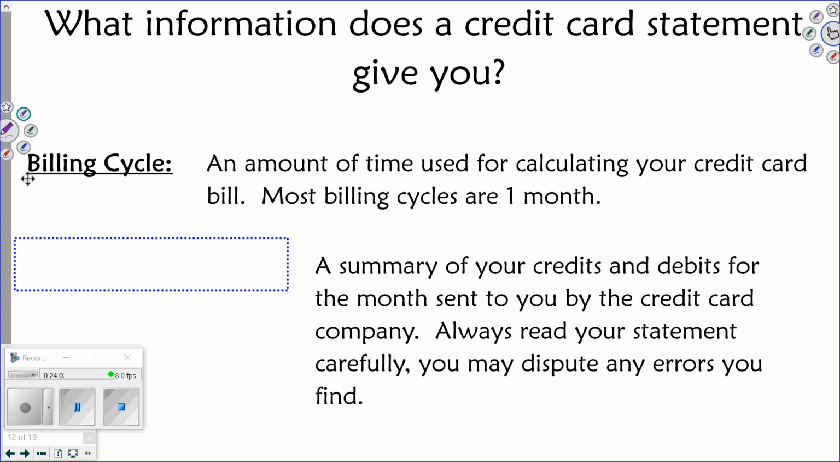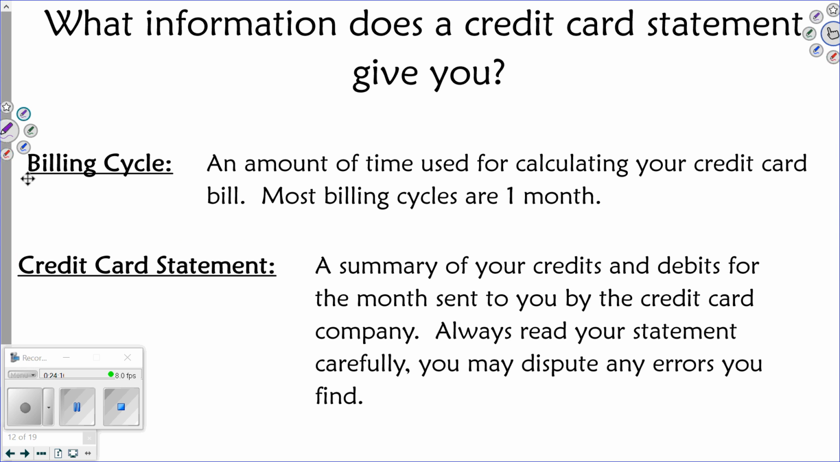All right, a summary of your credits and debits for the month sent to you by the credit card company. Always read your statement carefully because you can dispute any errors. That's just your credit card statement. They'll send that to you every month. Depending on how you set it up, it will either come in the mail, like an actual piece of mail, or you could get it electronically. So it just depends on how you set it all up.